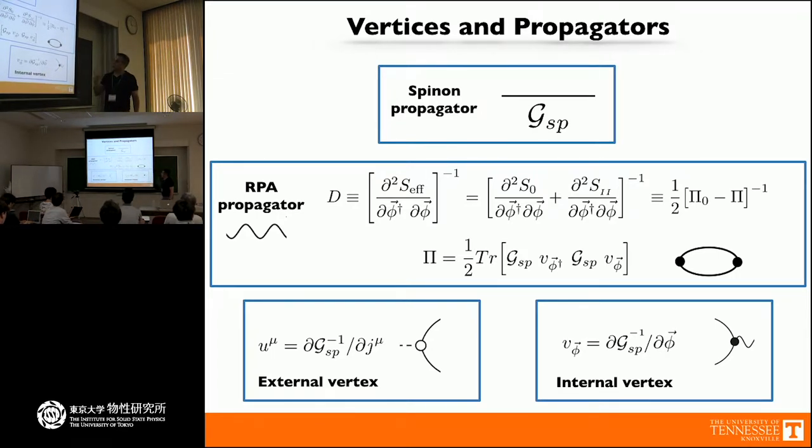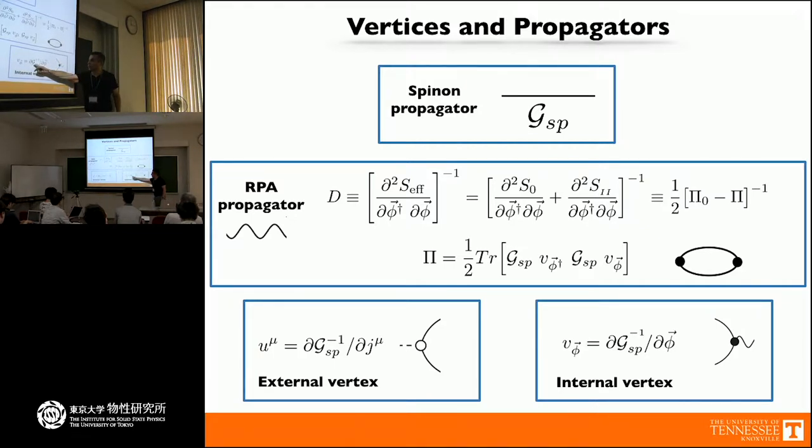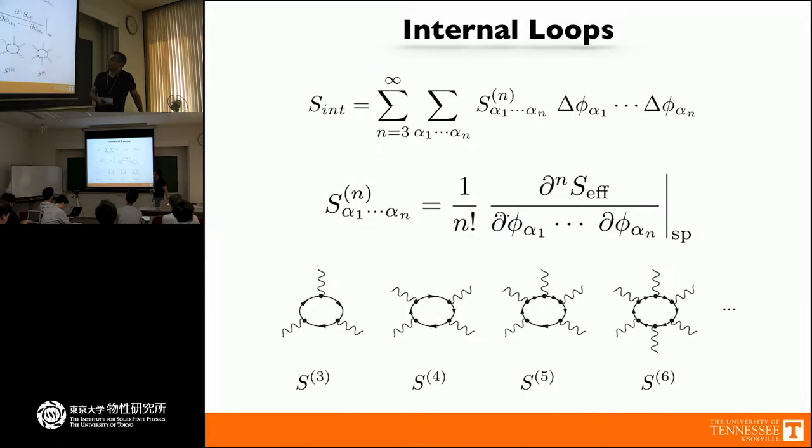And then there are two types of vertices, right? There are vertices that correspond to derivatives that we have to take as a function of the external sources, which we need for computing the susceptibility, so derivatives of the inverse of the Green function, that is the dynamical matrix at the saddle point level. And then you have also internal vertices that correspond to derivatives of the same dynamical matrix at the saddle point level as a function of the Hubbard-Stratonovich fields, right? So these are the basic four elements that you need for performing the perturbative expansion in a diagrammatic way.